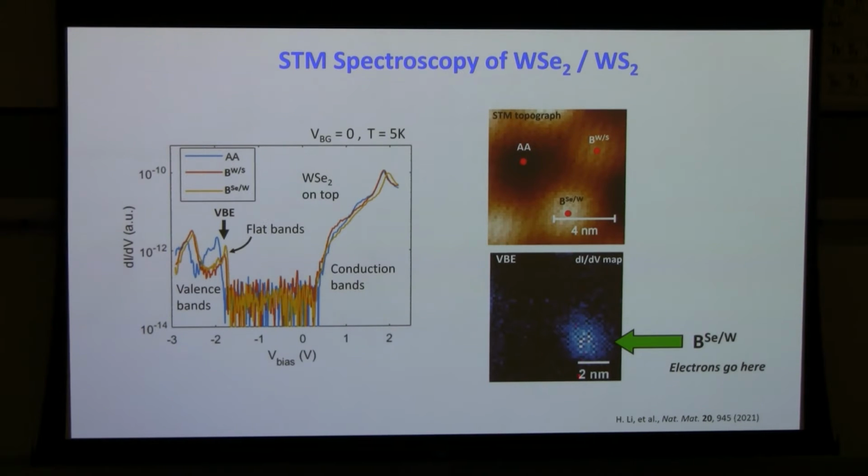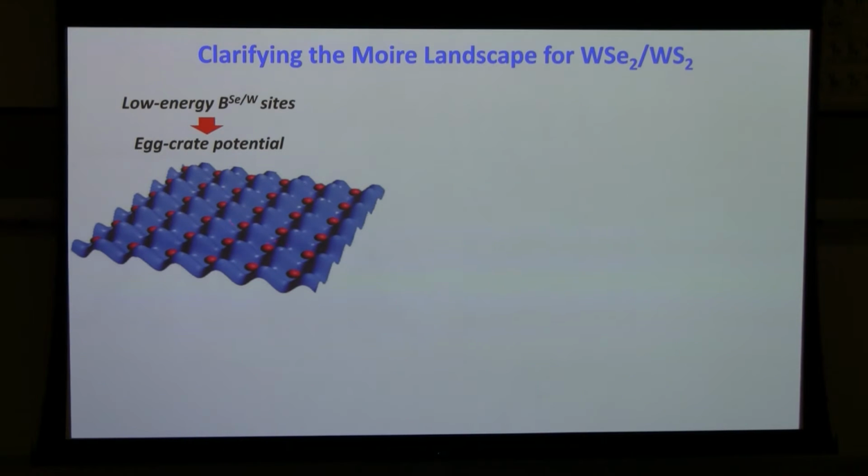Now notice that the only region that's lighting up is this one, the B region where the selenium is on top of the tungsten. That lights up because that's where the electrons like to go. So that's the only important site. And so what that means is that the energy landscape of this moire superlattice is, you can think of it as each of these B regions forming a little potential minimum, and we get an egg crate potential, and the electrons like to live in the little minima formed by that periodic B region. So we get this periodic egg crate potential.